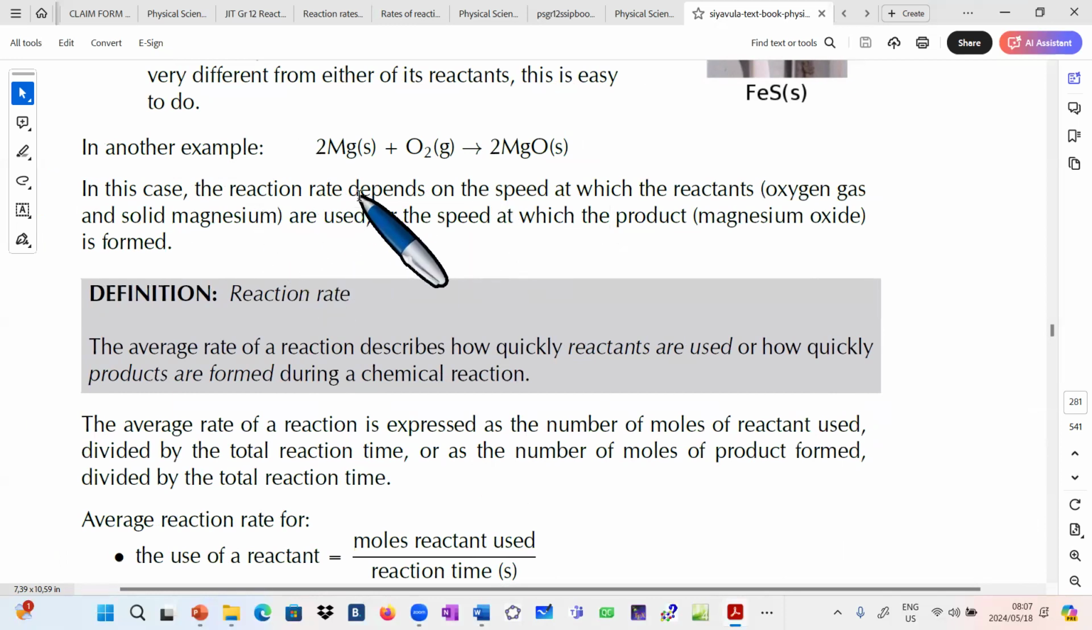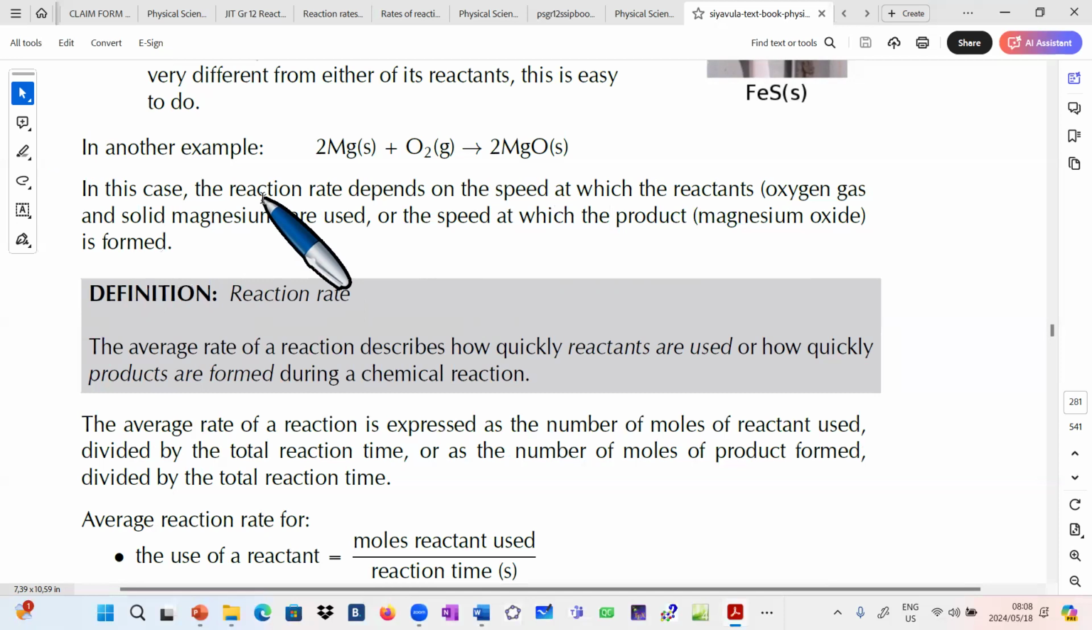So what does the reaction rate depend on? The reaction rate depends on the speed at which the reactants, which are namely oxygen gas and solid magnesium, are used, or the speed at which a product, which is magnesium oxide, is formed. So the reaction rate depends on two things. What is the first thing that the reaction rate depends on? It depends on the speed at which the reactants are used, or the speed at which the product is formed. So the rate is about speed. The reaction rate is about speed.